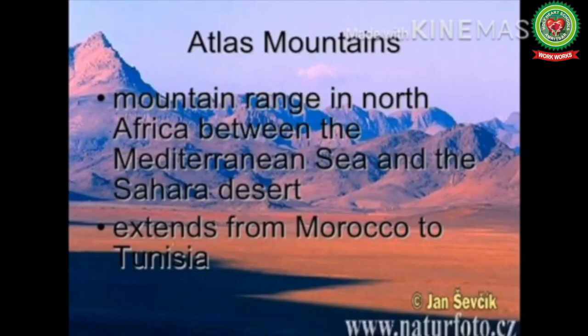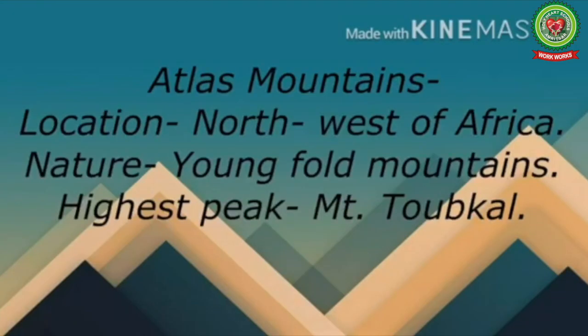mountains. Atlas Mountains. This mountain range lies in North Africa between the Mediterranean Sea and the Sahara Desert. It extends from Morocco to Tunisia. We will discuss 3 main points. Number 1, location. It lies to the northwest of Africa. Number 2, what is the nature of the Atlas Mountains? These are young fold mountains. By the word young fold mountains, we mean these mountains are still growing. They increase in their height.